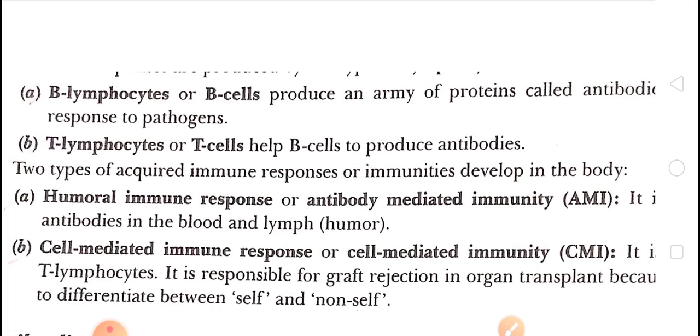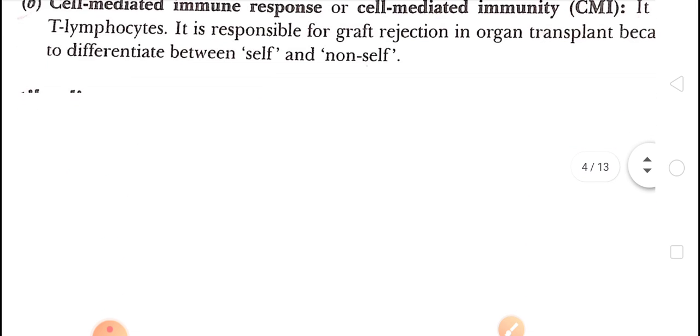Now the two types of acquired immune response develop in the body. Okay, the two types of response are number one, humoral, and second, cell mediated. Humoral involves the B lymphocytes and cell mediated involves the T lymphocytes. Okay, so this is acquired immunity that we have discussed.